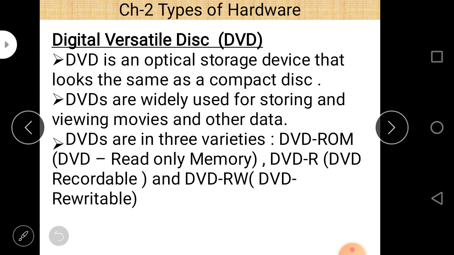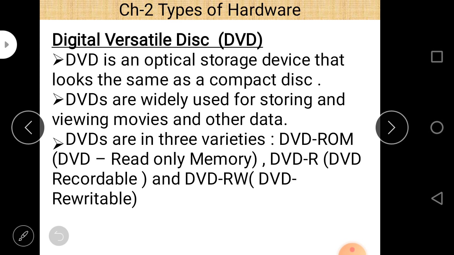Next is the digital versatile disk, also known sometimes as digital video disk. In early days it was known as digital video disk because these disks were used to store video files. But as time went on, digital versatile disks were used for different types of data, either a text file, audio file, image, or a video file. The DVDs are used for different types of storage. That's why they are called the digital versatile disk.